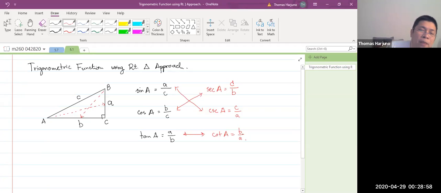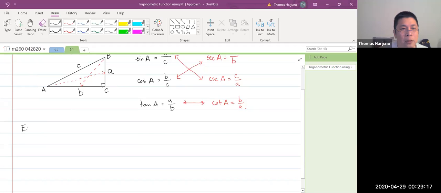Because the prerequisite for this class is trigonometry, I have to assume that you already learned this before. I just need to review a little bit. Now let's do one example.